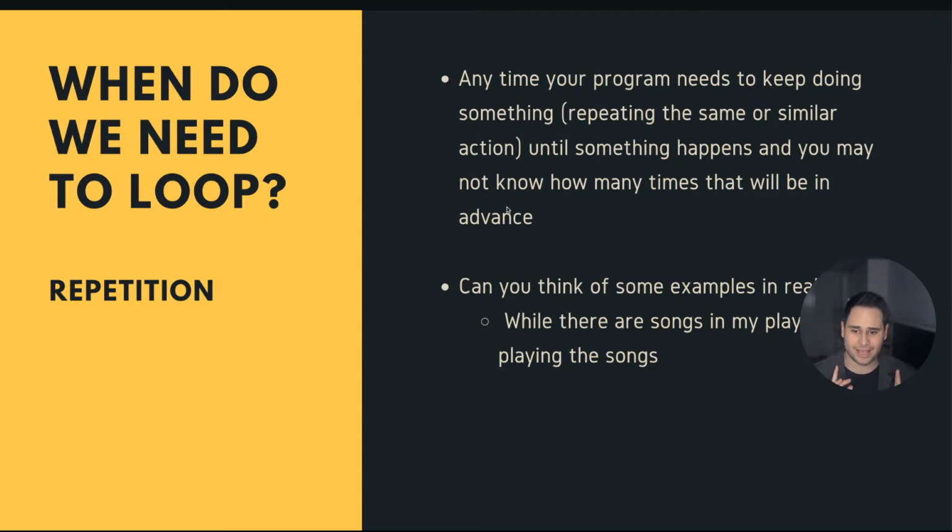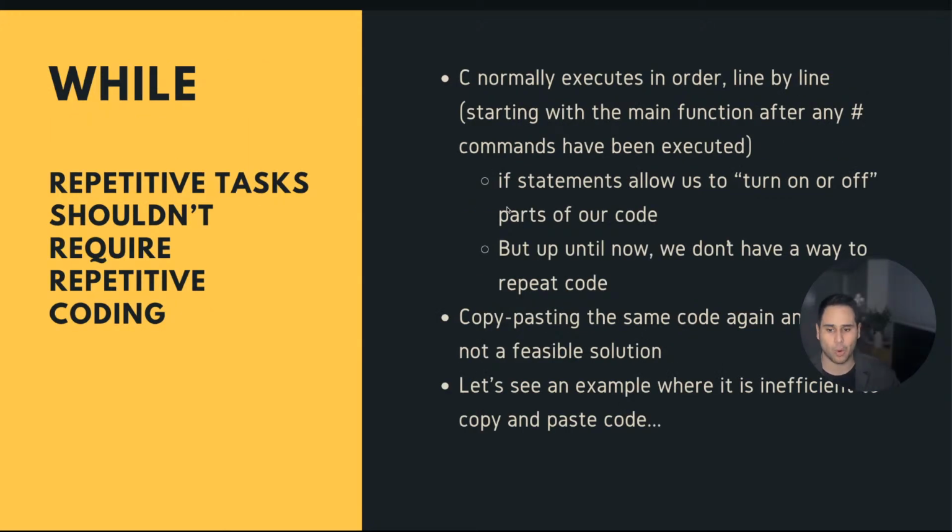But programmers, and this is the key, don't like repeating ourselves. We like to do things once and make the computer repeat itself. And that's what loops, or while loops, help us do. And so this slide really sums it up quite nicely. Repetitive tasks shouldn't require repetitive coding. Just because we want to print something 50 times, I don't want to type 50 printf statements. That's not a good use of my time. I can make the computer repeat itself.